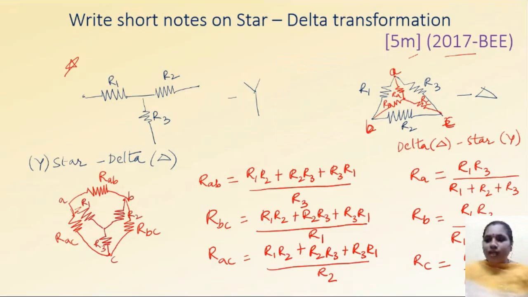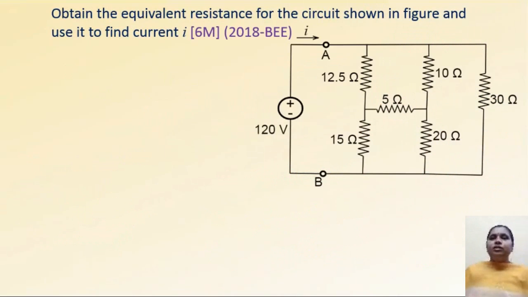So with this I will be continuing the problem. This is a circuit which is given in 2018 for 6 marks. What is it asking? Obtain the equivalent resistance for the circuit shown in the figure and use it to find the current I. So where is the current flowing? It is flowing from the source. Okay, he is asking us the equivalent resistance.